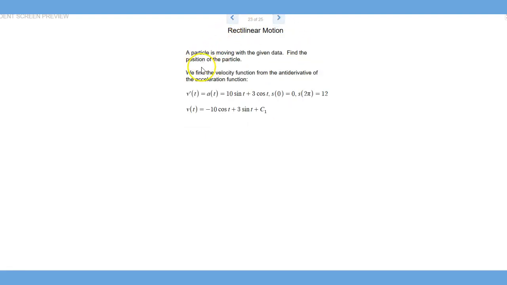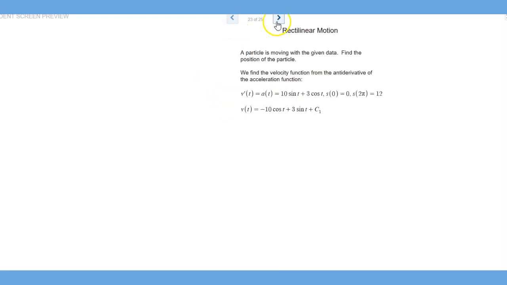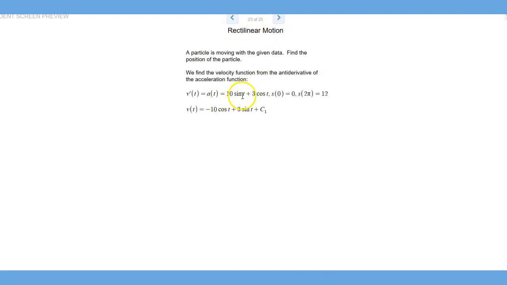We're given that a of t is 10 sine t plus 3 cosine t, and we're given these conditions. Notice that both of these conditions are for s. So I'm given the acceleration, and I find the velocity by finding the antiderivative. I take the antiderivative of my acceleration function, again thinking: what function's derivative is sine t? Well, that's minus cosine t. What function's derivative is cosine t? That's sine t. And then I add my arbitrary constant.